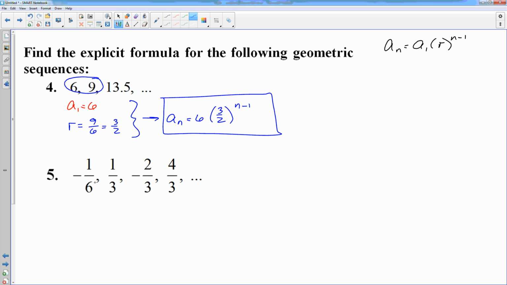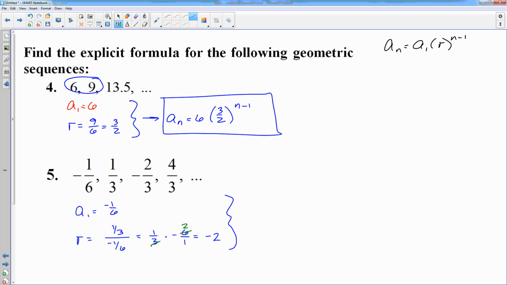Same thing for number 5. My first term is negative 1/6, and my ratio, this one's going to be a little bit trickier, but you take any two consecutive terms, which I'll choose 1/3 and negative 1/6, and you divide them. Remember, when you divide by fractions, you multiply by the reciprocal. So I'll multiply by negative 6 over 1. 3 goes into 6 two times, but that was a negative. So my ratio here is going to be negative 2.